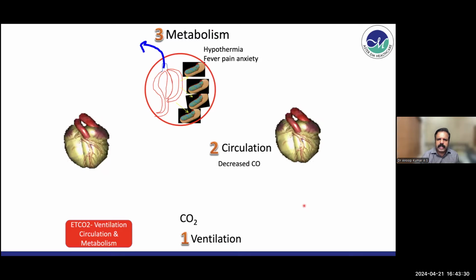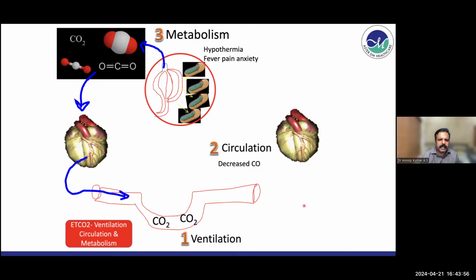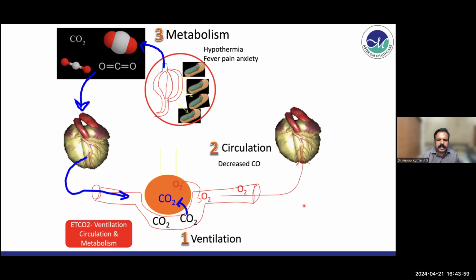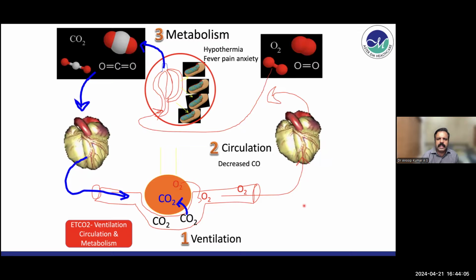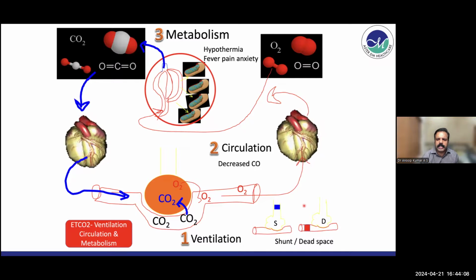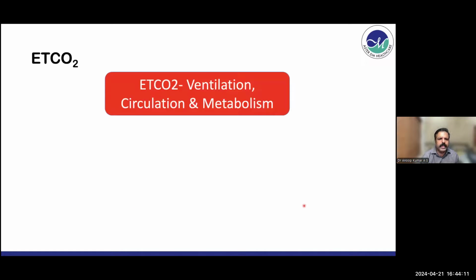Metabolism is also very, very important: hypothermia, fever, pain, anxiety, etc. can change the metabolism. A decreased cardiac output can sometimes lead to complications. An increased CO2 may be a part of poor ventilation, and poor ventilation can be because of many other reasons other than the respiratory rate. So EtCO2 will give you an idea about ventilation, circulation, and metabolism. So EtCO2 is an important parameter. Whenever there is an issue in the alveolar part or the circulatory part, or with the metabolism, that can also affect different parts of EtCO2.